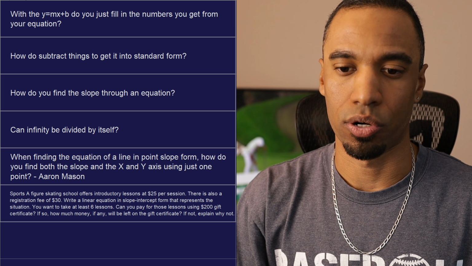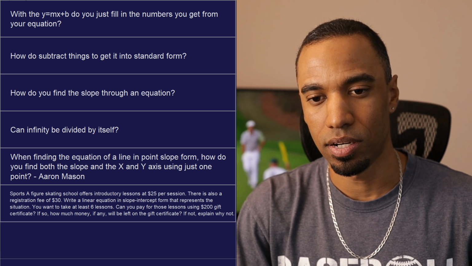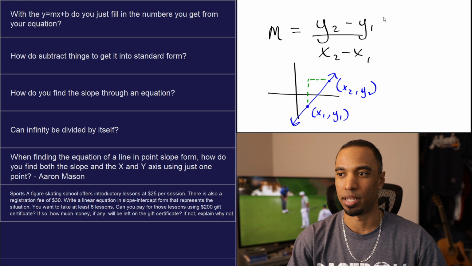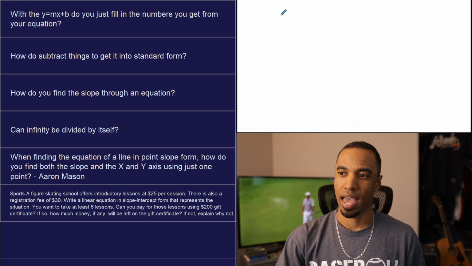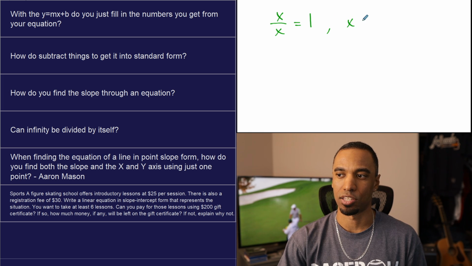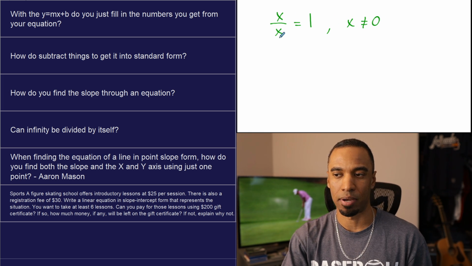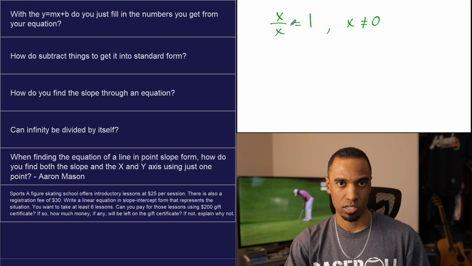I talked about 0 divided by 0 being an indeterminate. Infinity divided by infinity is also an indeterminate. We know that any x divided by x equals 1, provided that x is not 0. Because, right, if I divide by 0, it's a problem. Even 0 divided by 0 is a problem. Any x number divided by itself is 1.